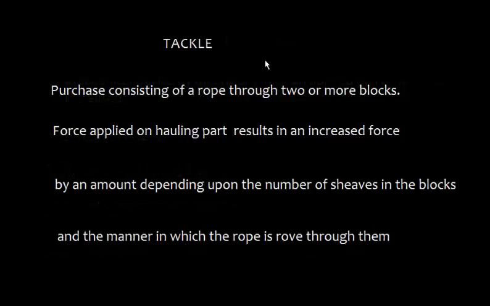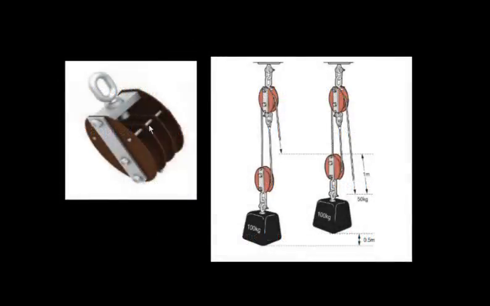So let's talk about tackle. That's the purchase consisting of a rope through two or more blocks. The force applied on hauling part results in an increased force by an amount depending upon the number of sheaves in the block and the manner in which the rope is rove through them. This is the block here, and these are the number of sheaves. So here 1, 2 and 3, there are 3 number of sheaves, and it will depend how the rope has been roved through.